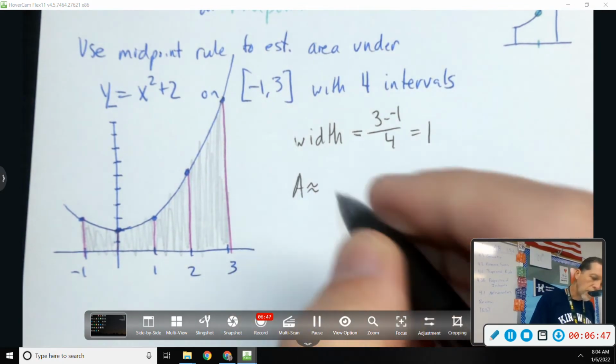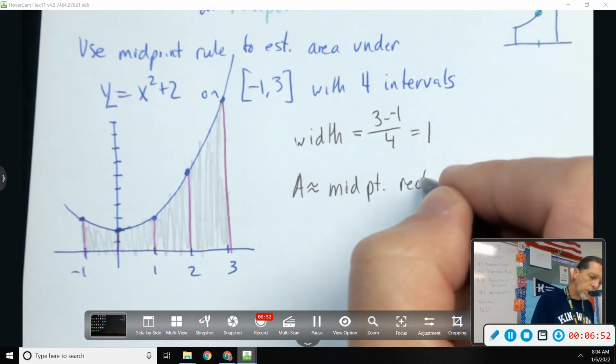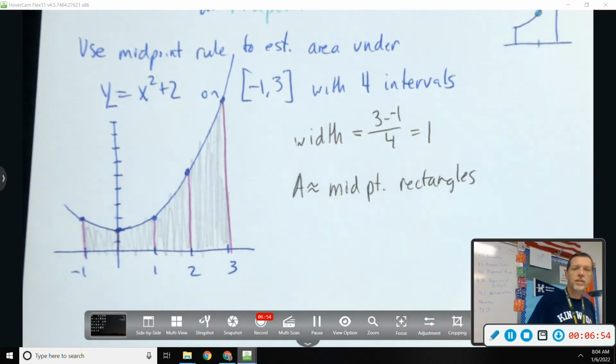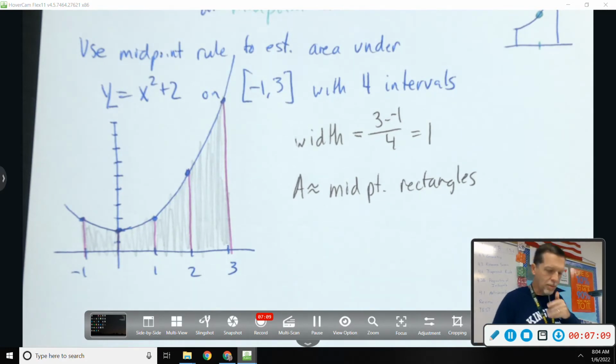And I want to approximate the area with midpoint rectangles. I don't really need to write that out because it told me to do that, but that's just a reminder to myself that I've been doing left and right, or overs and unders, but it doesn't want that this time. It wants midpoint. So that means at the middle of each one.